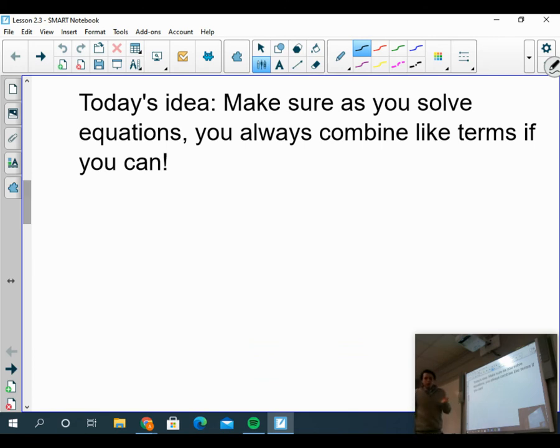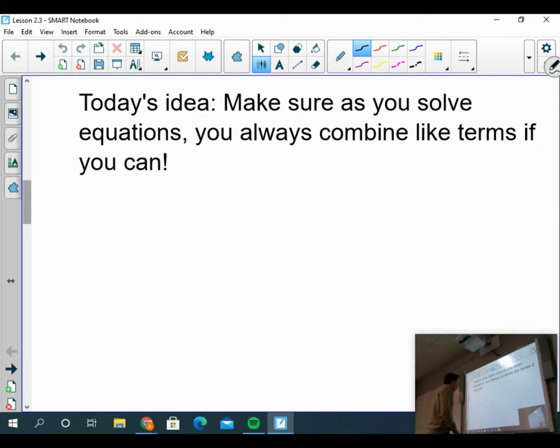Now, what is the new wrinkle we're adding into things? Well, the idea is make sure as you solve equations, you always combine like terms if you can. Right now, we've seen equations in their simplest form. We have a number and a variable equals something else, and we get rid of what's attached to the variable. Then we moved in 2.2 to, okay, we have a coefficient and a variable, and then another constant. So we move the constant and then again, split up the coefficient and the variable. And that was fine. But now we're going to move into more complex problems, and what we always want to do is make sure we combine like terms.